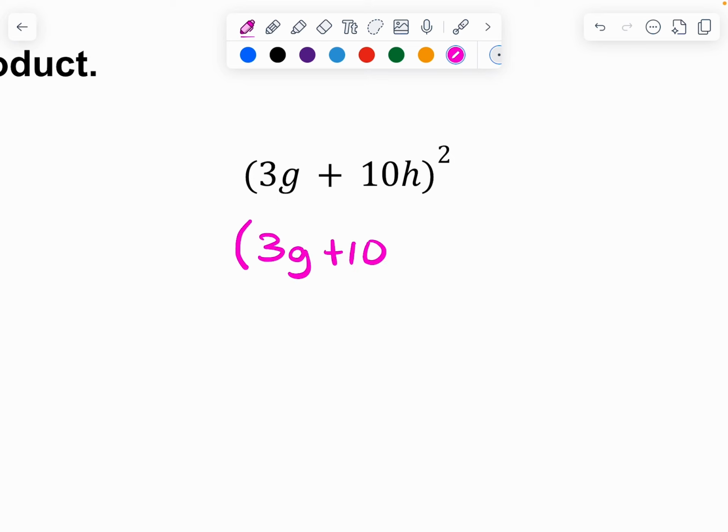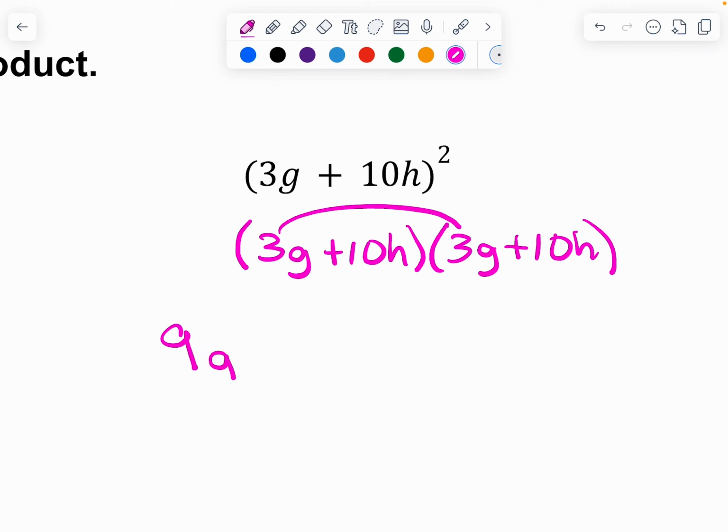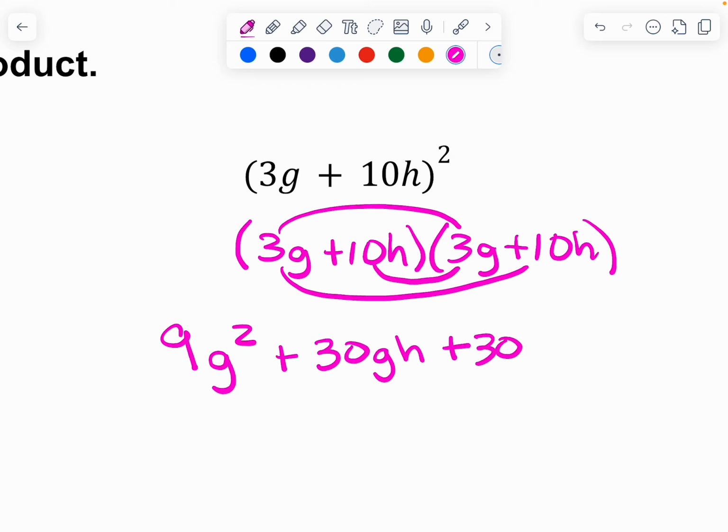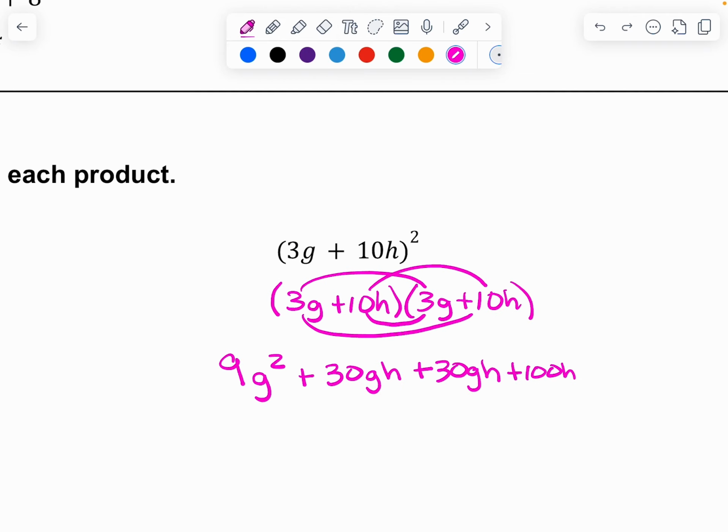3g plus 10h, 3g plus 10h. So when I multiply these, I get 9g squared plus, and then I multiply these two, and I get 30gh, alphabetical order. And here I get 30gh. And last but not least, I get 100h squared. Sorry about that. Okay.